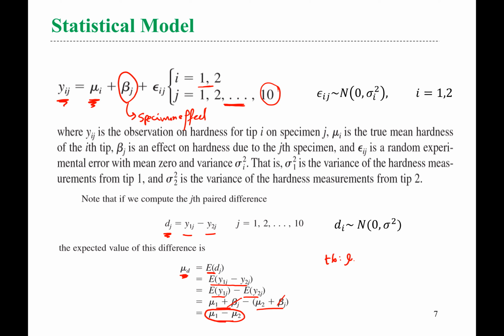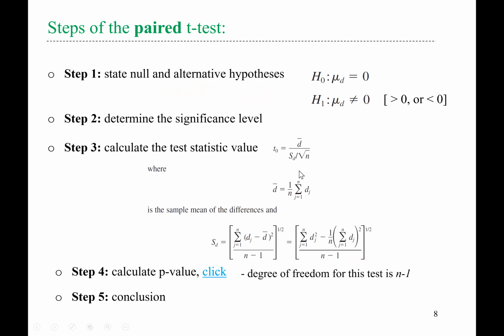So if I test mu d equals 0, this one is equivalent to mu1 minus mu2 is 0, against H1, maybe mu d is greater than or less than or doesn't equal 0. So the dj is unbiased estimator for the difference between the two population means. So let's go over the 5 steps. The first step, for testing the two tips are the same or they are different, write down the null hypothesis and the alternative hypothesis. Mu d is 0. Mu d is not 0 or greater than or less than. It's up to you as a researcher which one you select, which one you are interested in. Let's go with the difference.